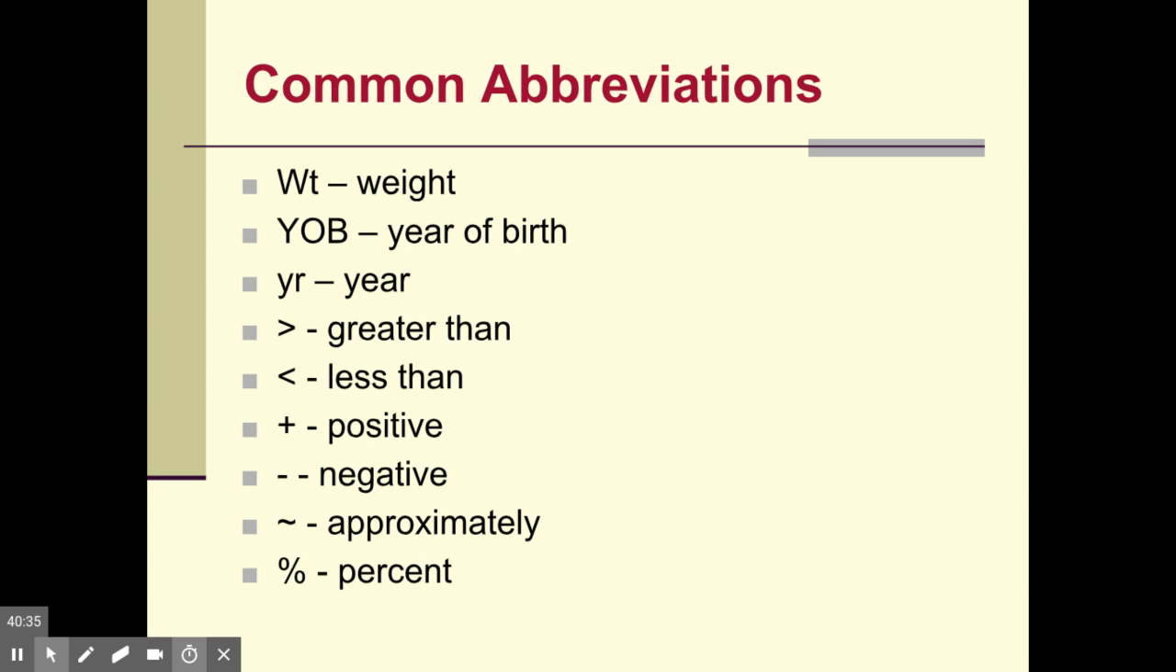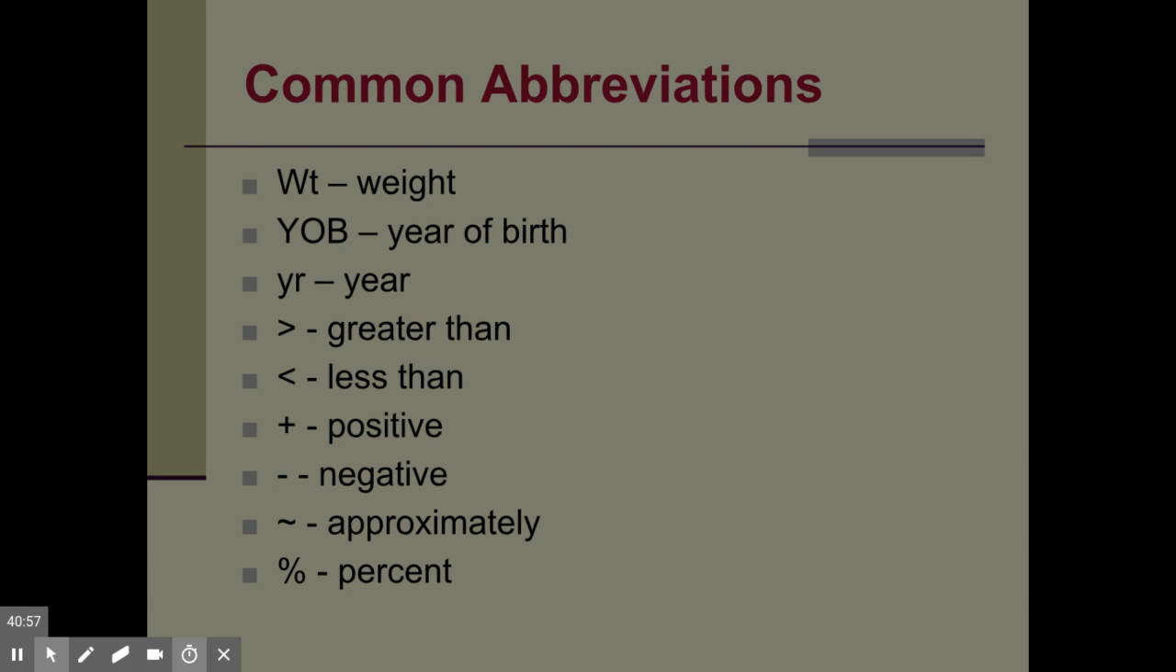We can use greater than or less than symbols, the positive symbol, the negative symbol. We don't use the approximate symbol anymore, the little squiggle. We do not use that anymore because if it's not drawn really definitely, really defined, it could be construed as negative, so we don't use that anymore.